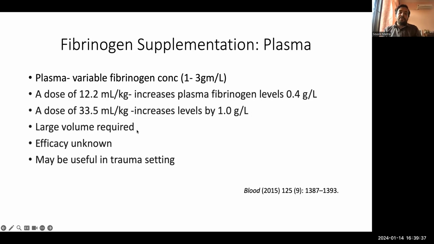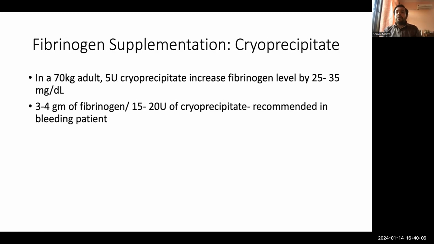So it may be feasible in patients who are undergoing major surgery where high volume infusion is required, or in trauma resuscitation when volume resuscitation is not an immediate concern. But in other clinical scenarios, it is difficult to give 1.5, 1.8 liter of extra fluid, which might cause a fluid overload. And secondly, how efficacious the plasma is in this particular scenario is difficult to say. So we have other alternatives. We have fibrinogen concentrate, and the most commonly used in our setting is cryoprecipitate.